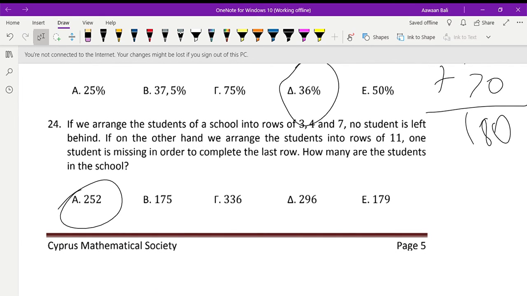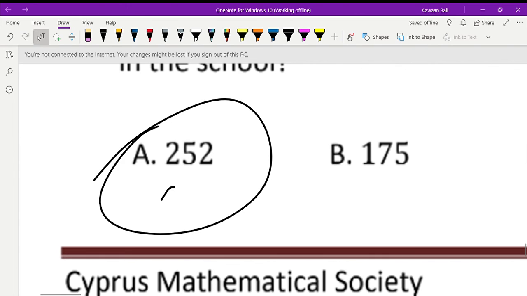Question number 24. If we arrange the students of a school into rows of 3, 4, and 7, no student is left behind. If, on the other hand, we arrange the students into rows of 11, one student is missing in order to complete the last row. How many students are in the school? Basically, what it's signifying is that if we add one more student, then the amount of children in the school will be divisible by 11. But we're talking about 3, 4, 7. So basically, we get 2, 5, 3.